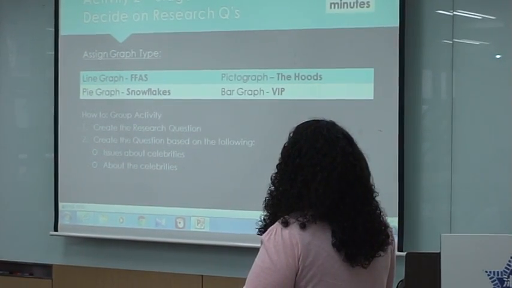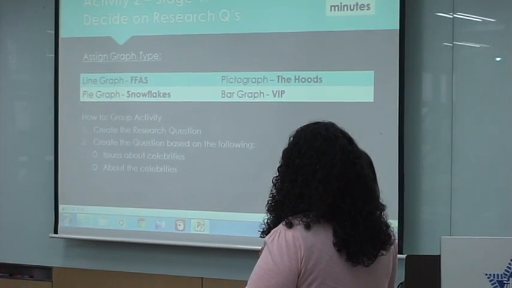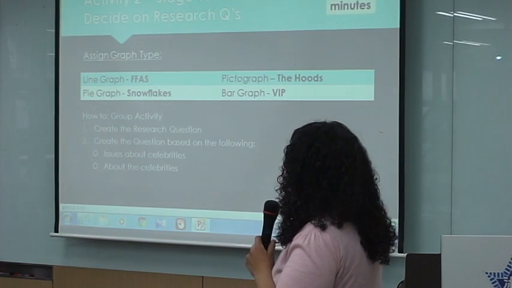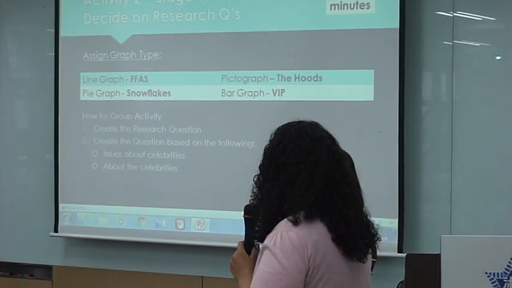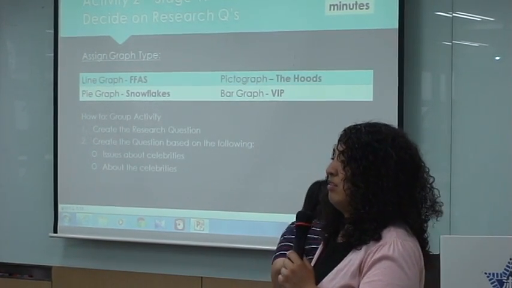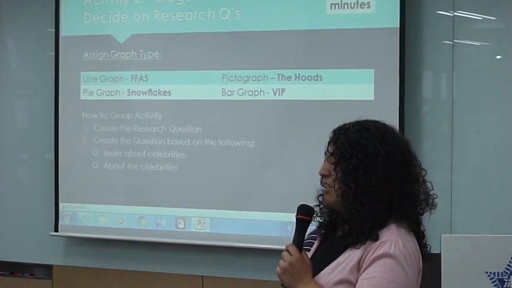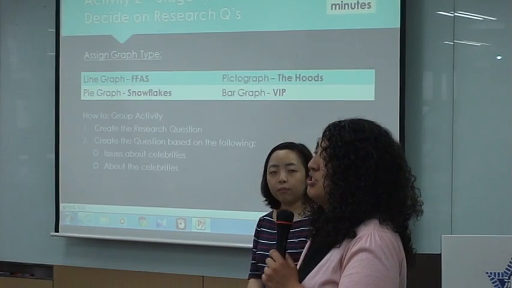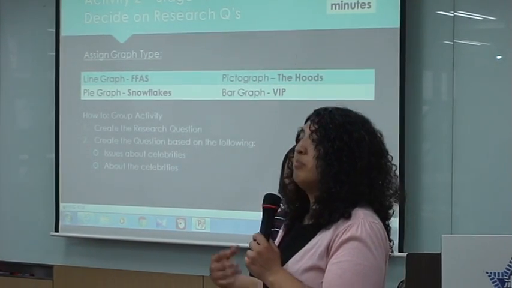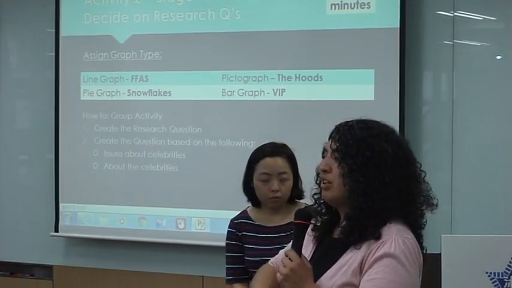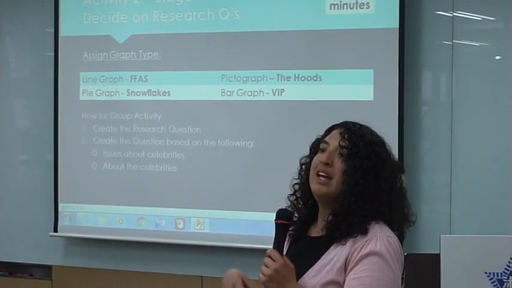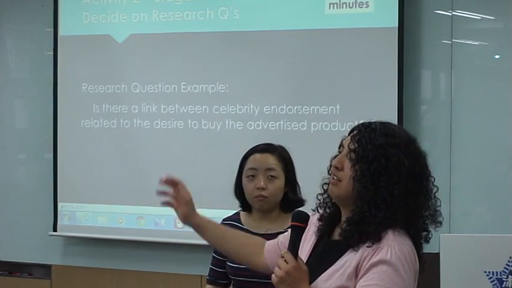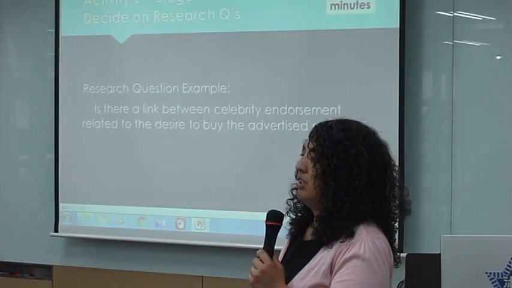You're going to have 10 minutes to create your research question, and it can be about issues related to celebrities or just about the celebrities themselves. You've seen many types of graphs talking about different issues related to celebrities. You can pick one of those issues, or you can think of something all on your own. It's up to your group, okay? Whatever you think is going to be the most exciting thing to report on.